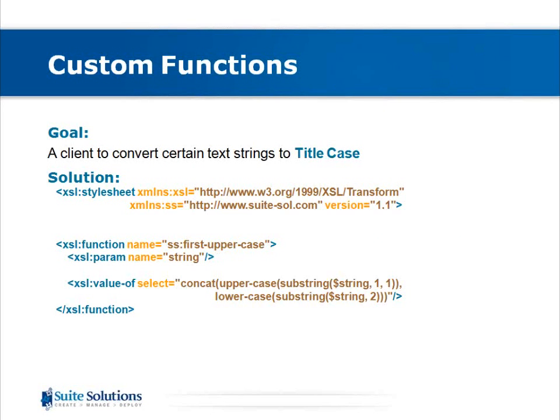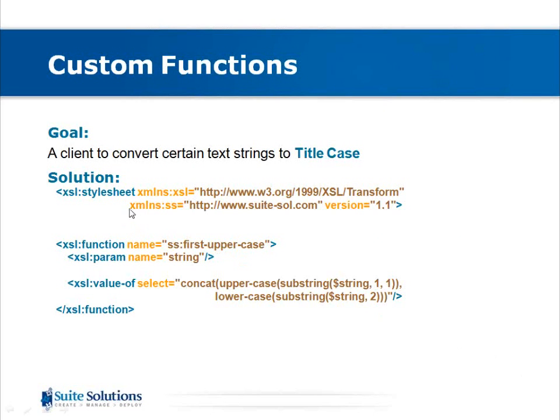So this can be achieved by defining a custom function that can be called from within our XPath. The first thing that we want to do when defining a custom function is define a namespace. In order to distinguish our custom functions from the ones that are already default in XSLT or XPath, it's best to distinguish those based on a namespace.